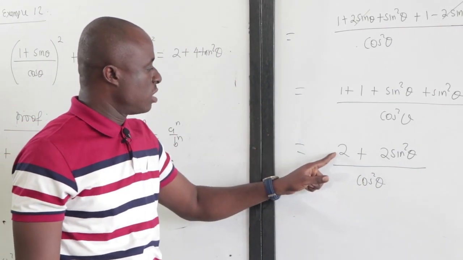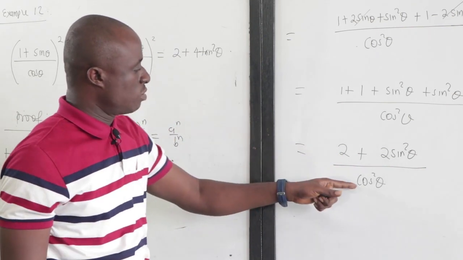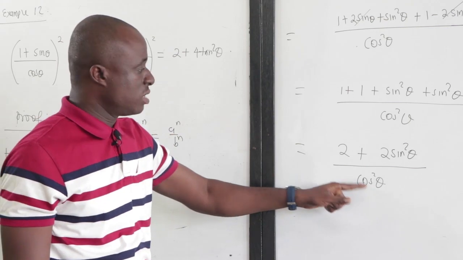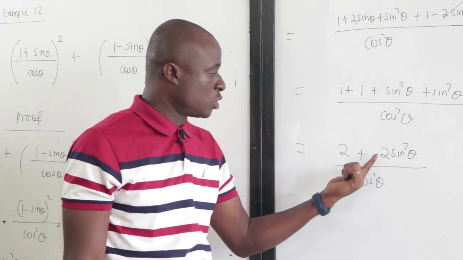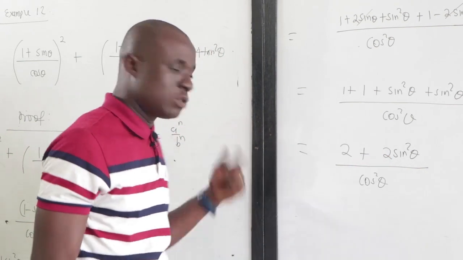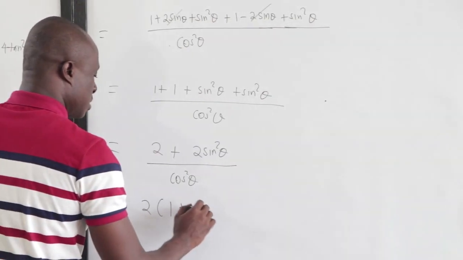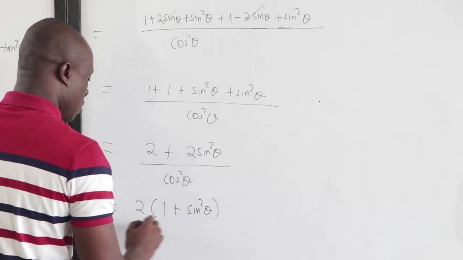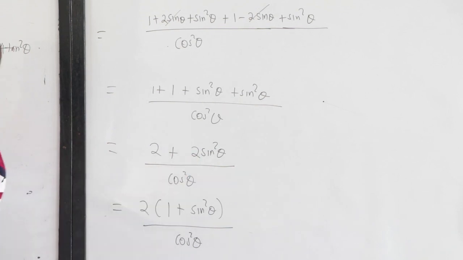When we divide, now we wouldn't be able to get a 2 because we have over cos square theta. But then here we'll be able to get the tan square theta. So what should we do? We can factorize this 2 out. When you factorize the 2 out, what do you have? 1 plus sine square theta all over cos square theta. Because here we wouldn't be able to get a 4.